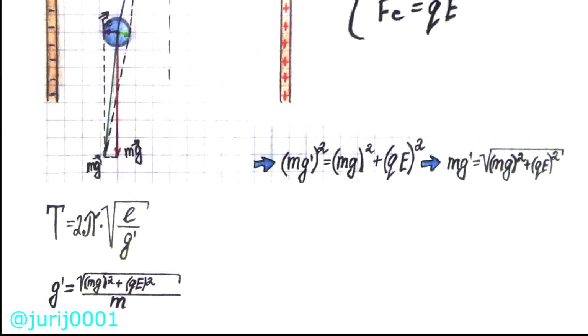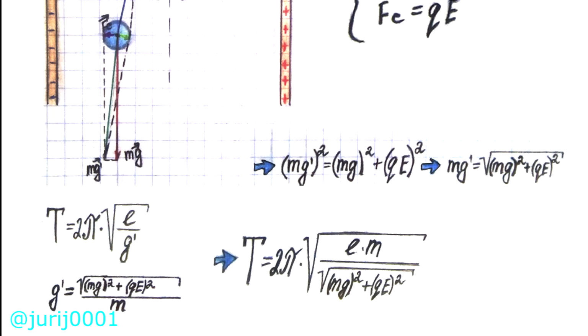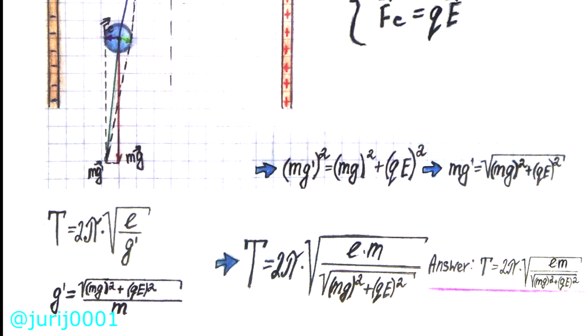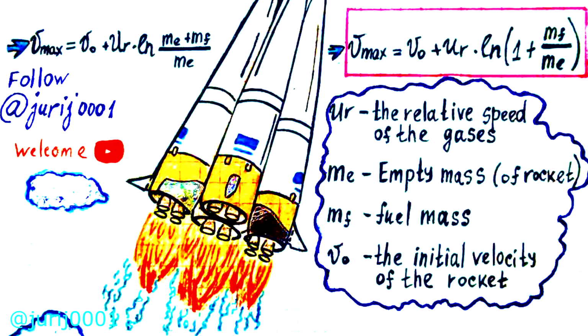Acceleration g prime creates the force of gravity F prime, which can be found by the Pythagorean theorem. And in the end, we get this result. We can transfer the mass to the denominator, and then we can obviously say that the oscillation period will decrease.